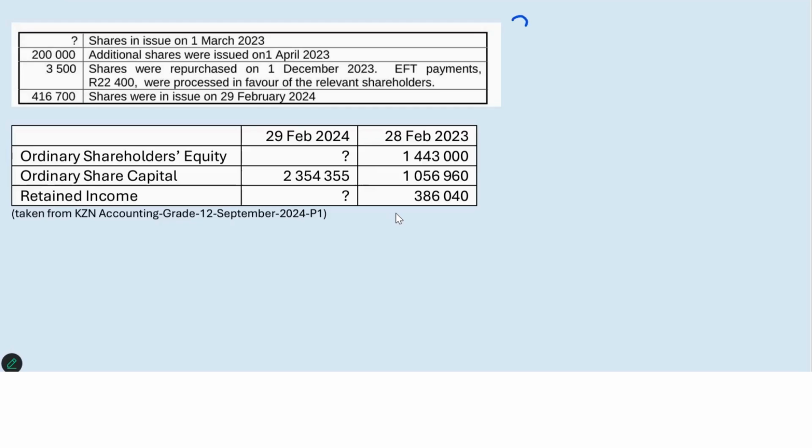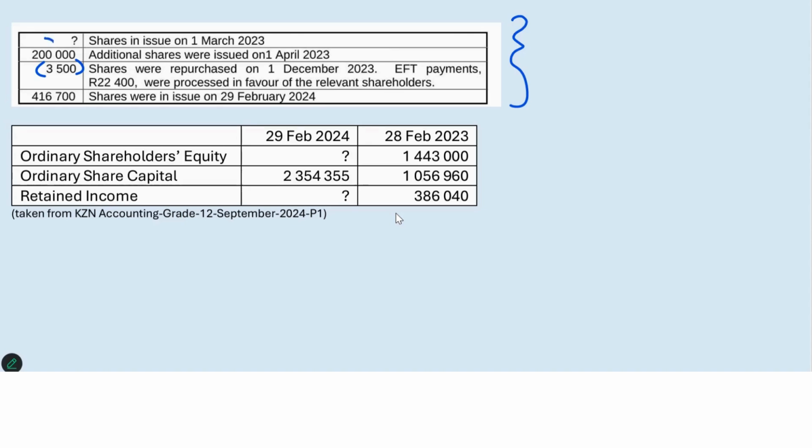Yes, the premium. So this section that they supplied in the information booklet looks a little bit like an ordinary share capital note, but not quite. They have got the number of shares on the left-hand side, but there are no rand values given to you. True. And unless you've got the rand values, you're going to really struggle to calculate the average price per share. They also haven't told us the opening number of shares, but we do have 200,000 additional shares issued, 3,500 repurchased. So that is actually a decrease in the number of shares. And there's your total number of shares.